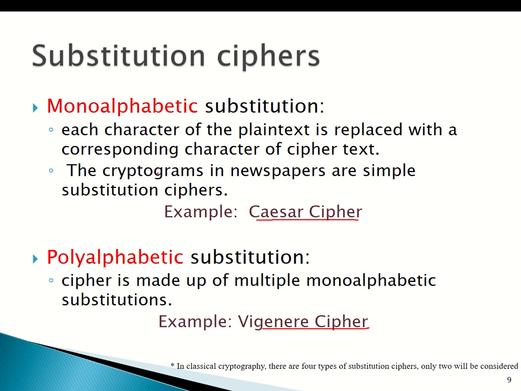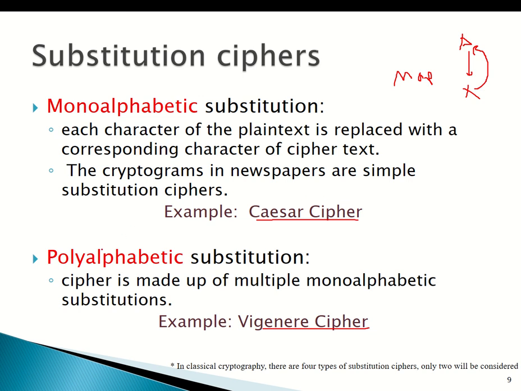For the monoalphabetic, as we said, the substitution is just a mapping of one letter to another letter. So letter A will be mapped to letter X, for example. Just a mapping. So the letter A will be replaced by letter X, for example. Each character of the plaintext is replaced with a corresponding character in the ciphertext. It's very simple and straightforward.